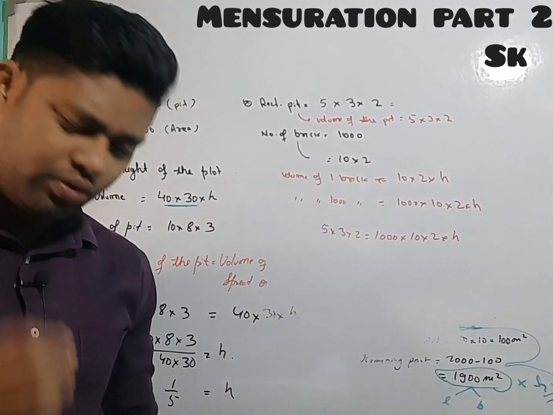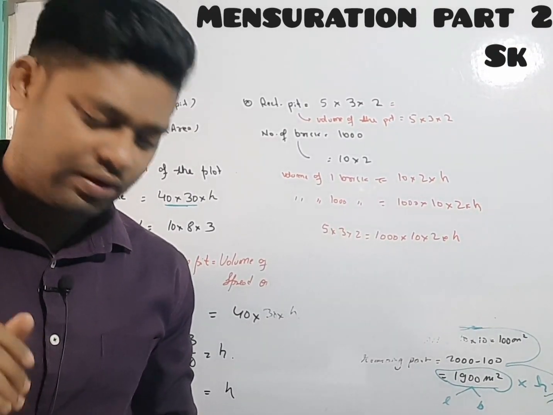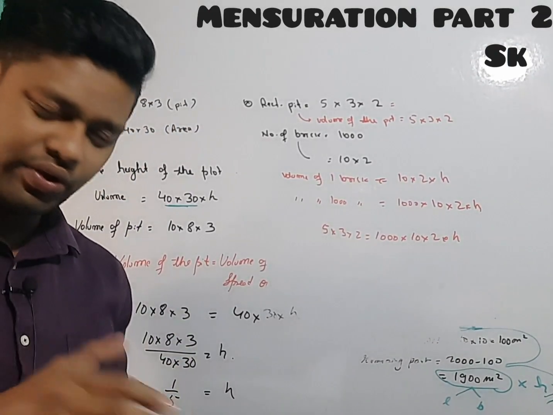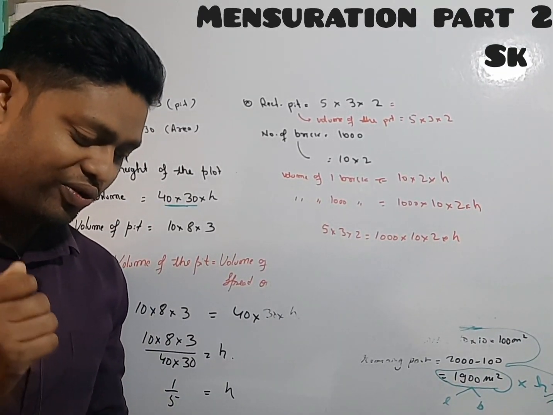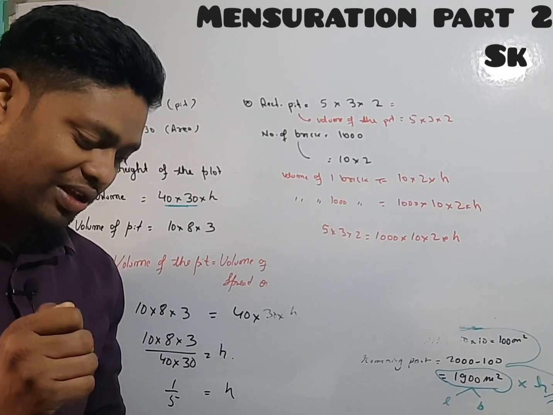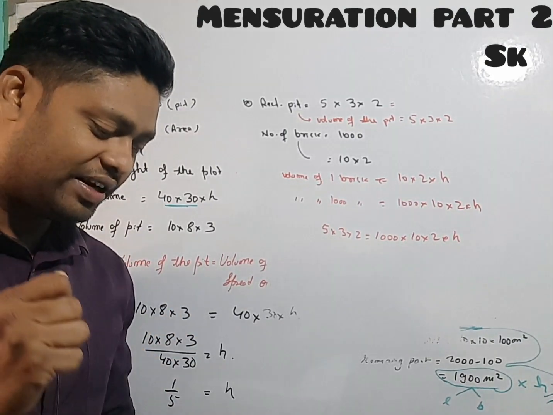So one more question is there, and after that we'll close the topic. This is also a somewhat interesting question, so I'm just explaining how you need to link it up. They're saying that a cube is of 11 centimeter edge.